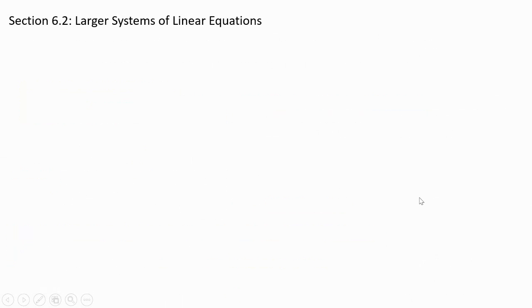Okay, now let's do 6.2. This is larger systems of linear equations. So these are 3 variables, x, y, and z, so we call them equation 1, equation 2, and equation 3. I always tell my students that it's wise to swap the equations around so that equation 1 has a coefficient of 1 on the x, because it makes the work much easier.